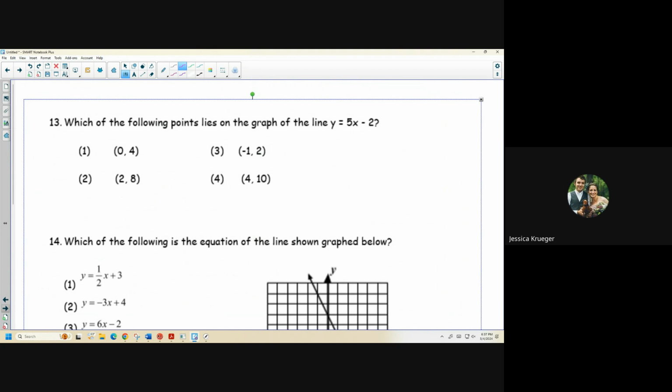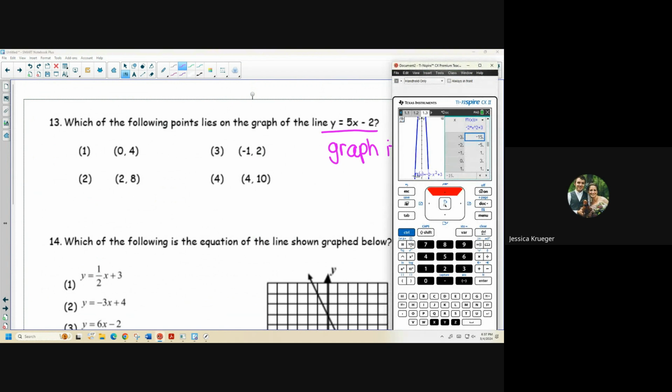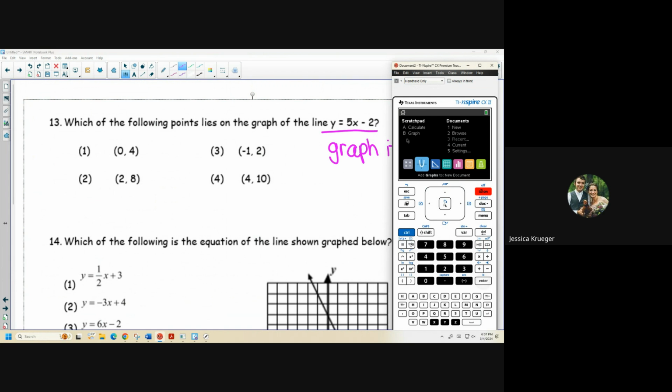Which of the following points lies on the graph of this line? Well, let's graph it. I'm not going to spend a bunch of time trying to plug these things in. We've got a nice tool for this. Open a new graph page. It's y equals, so I'm going to keep it f of x equals 5x minus 2. Now, if I want to know the points that are on here, I can press Control T to see the points. The first point is 0, 4.